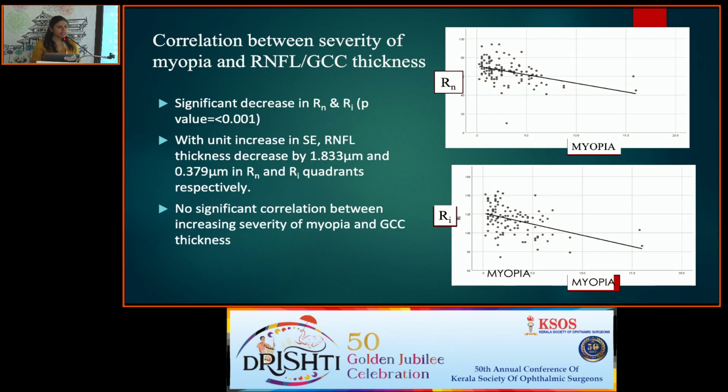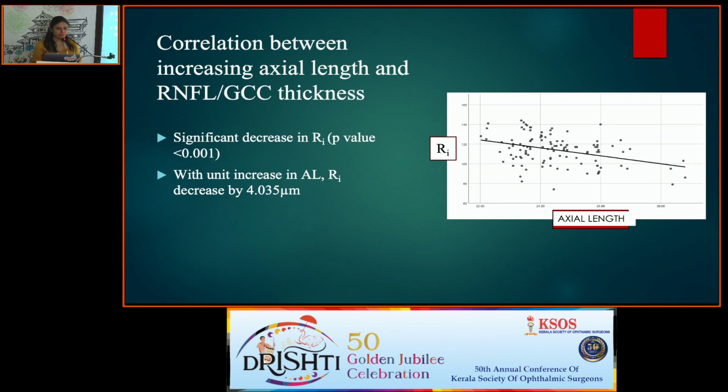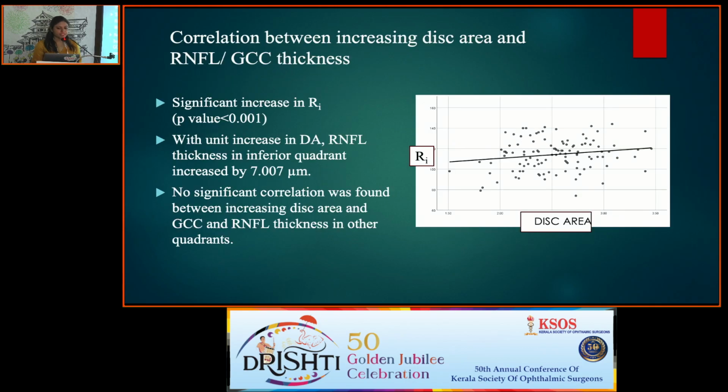Correlation between myopia and RNFL, GCC thickness. There was significant decrease in RNFL thickness in nasal and inferior quadrant with increasing myopia. There was no correlation with GCC thickness. With increasing axial length, there was significant decrease in RNFL thickness in inferior quadrant. No correlation with GCC thickness. With increasing disc area, there was significant increase in RNFL thickness in the inferior quadrant. No correlation with GCC thickness.